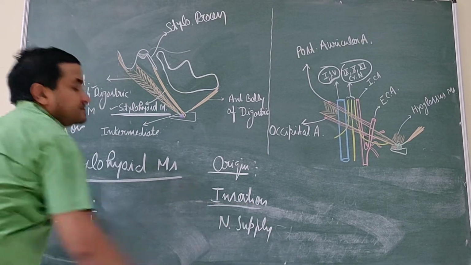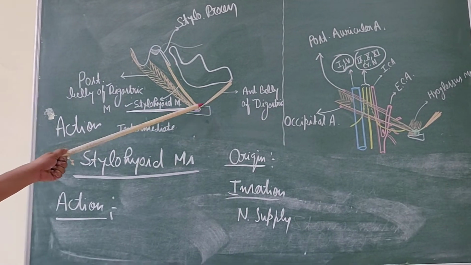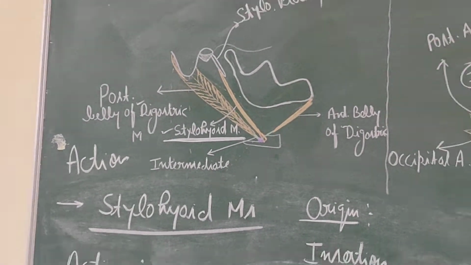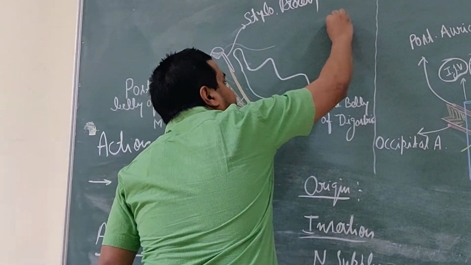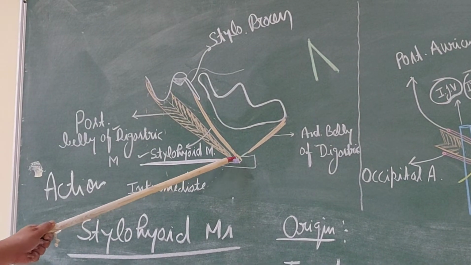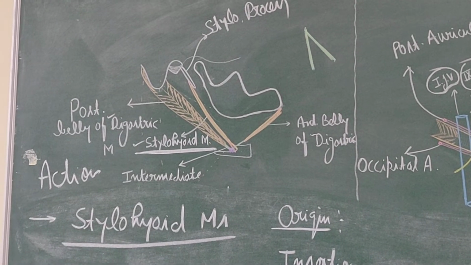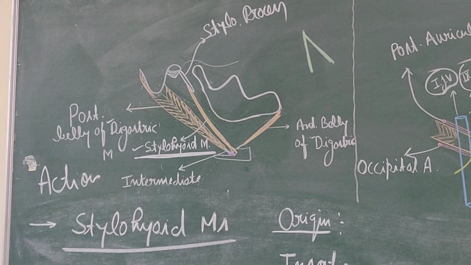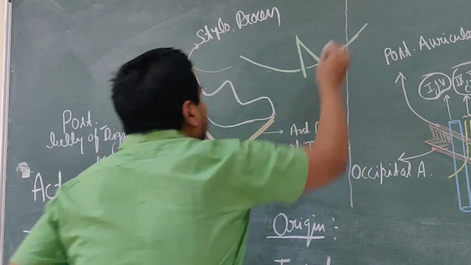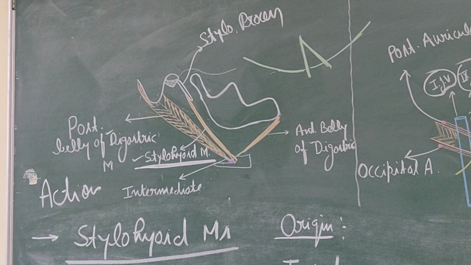Then the insertion. It is inserted on the hyoid bone. At the point of insertion, its tendon is bifurcated. It is divided and is inserted on the junction of the body and the greater cornu of the hyoid bone. Through this bifurcation, the intermediate tendon of the digastric muscle passes through this split of the stylohyoid muscle at the hyoid bone.